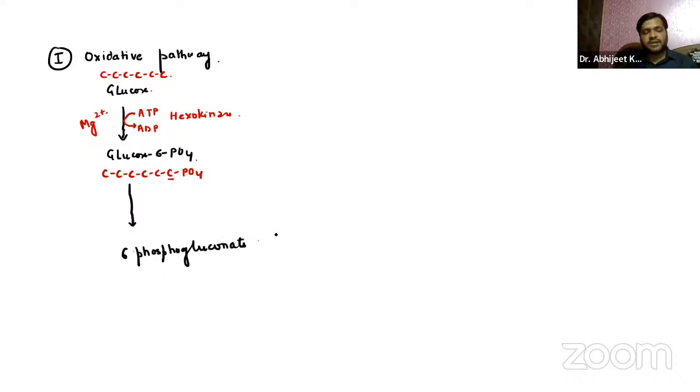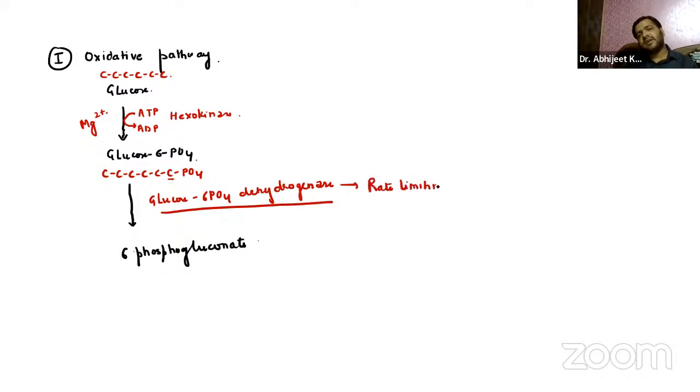6-phosphogluconate, right? It's also a 6 carbon compound. Now, what will happen, guys? Over here, the enzyme which will be used is glucose 6-phosphate dehydrogenase. Very, very important. Glucose 6-phosphate dehydrogenase is the rate limiting enzyme over here. Very important. And this reaction is irreversible. The whole reactions are irreversible over here.